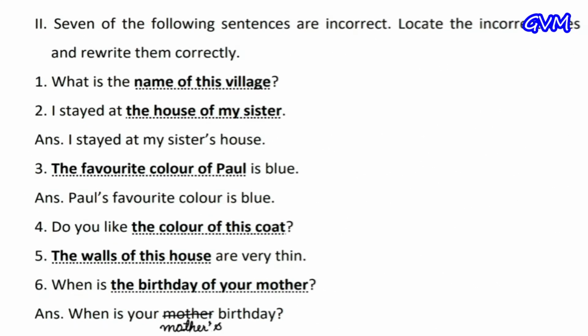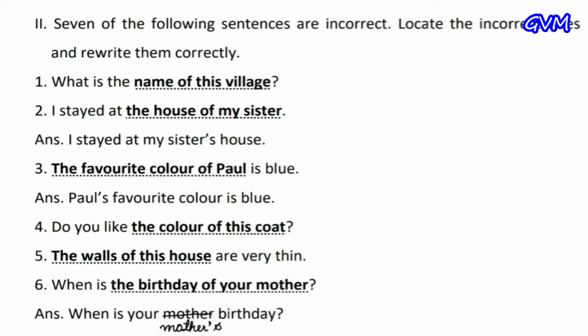Question number two. Seven of the following sentences are incorrect. Locate the incorrect ones and write them correctly. First, what is the name of this village? This sentence is correct, so there is no need to write it again. Second, I stayed at the house of my sister.